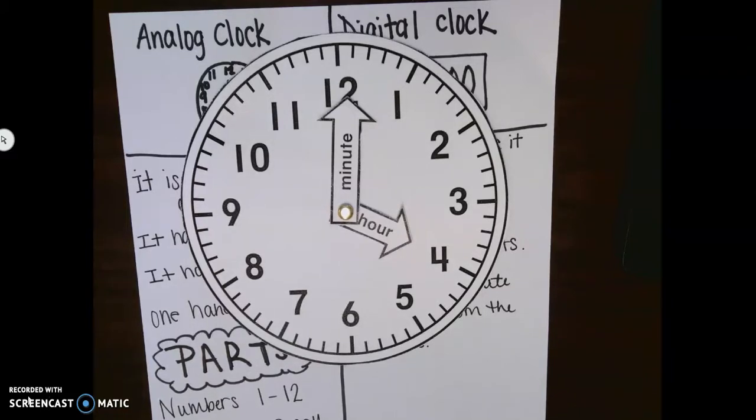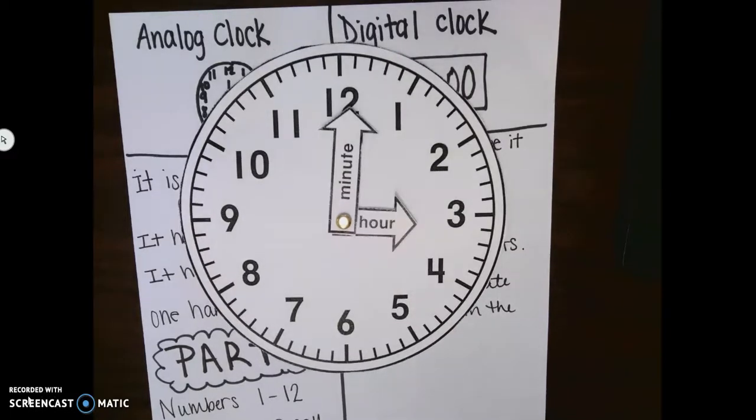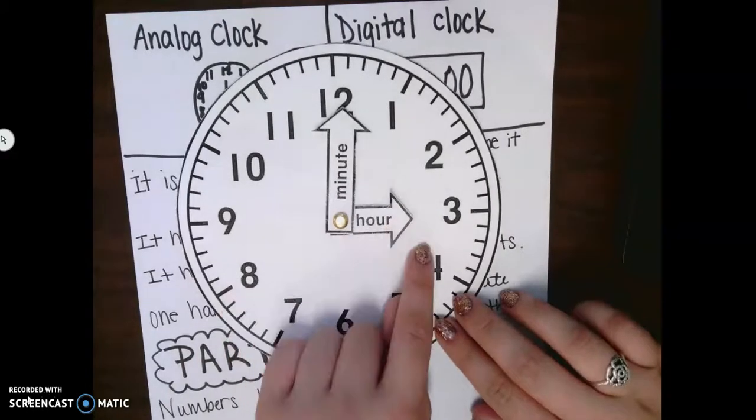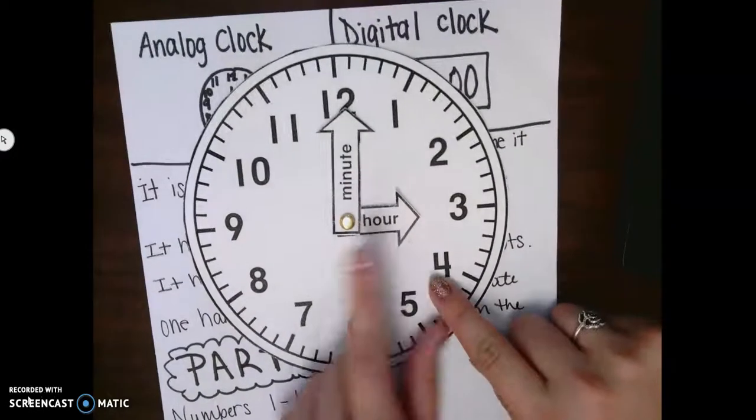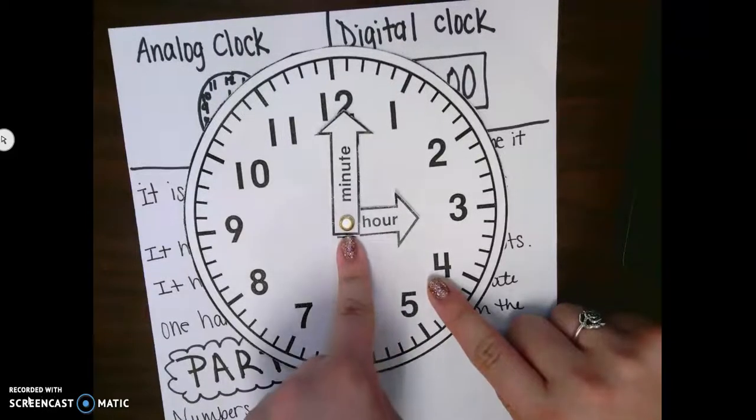Let's see whether everyone can set their clocks so that they can read 3 o'clock. Okay, and if your clock looks just like this, then you have 3 o'clock. Remember, the small hand points to the hour, and the big hand will point to the minute.